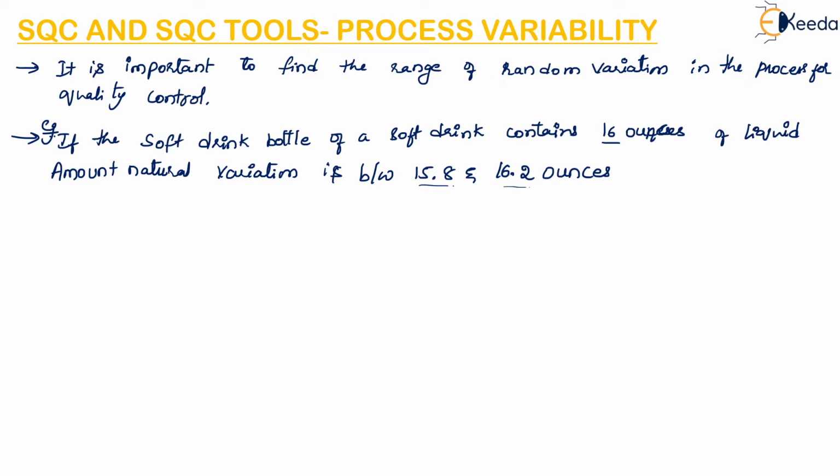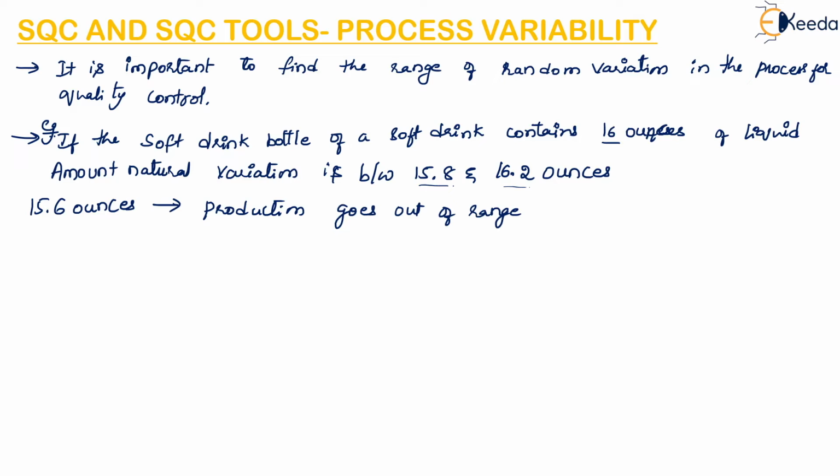We can accept the product. But if the production goes out of this range, so let us consider it was found that on an average the bottles contained 15.6 ounces, then production goes out of range.